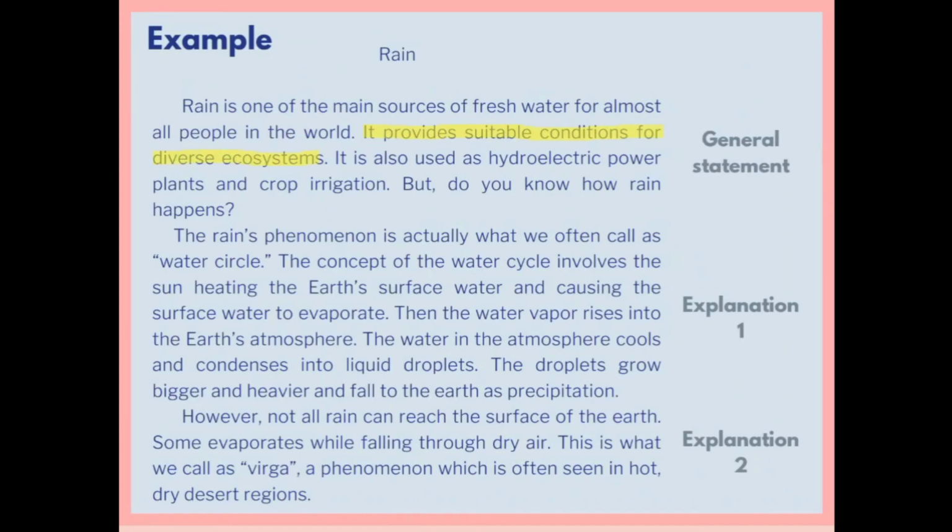Passive voice pattern is also used in this text. It can be concluded as some sentences are using the passive voice formula, which is subject plus verb 3 plus object. For example, it is also used as hydroelectric power plants and crop irrigation. The text also uses action verbs. For examples are grow, fall, reach, and evaporate. Technical terms are also found in this text. For example, liquid droplets.